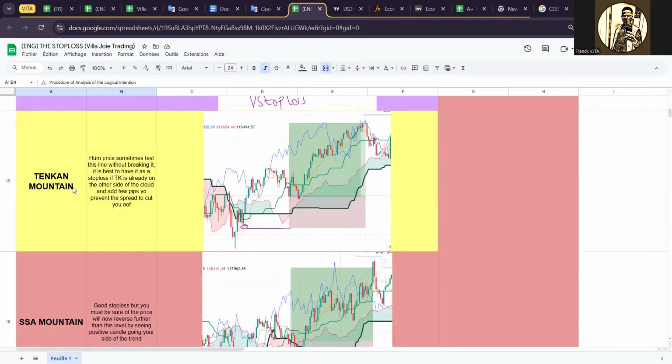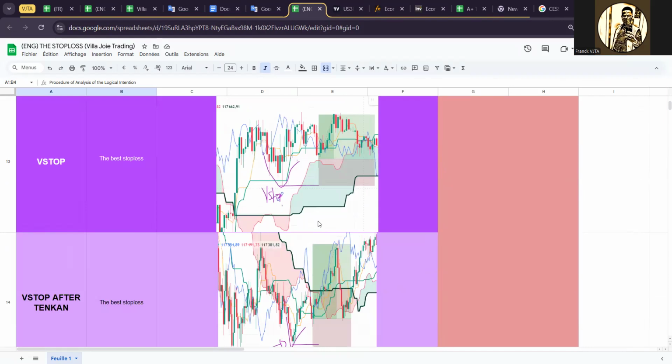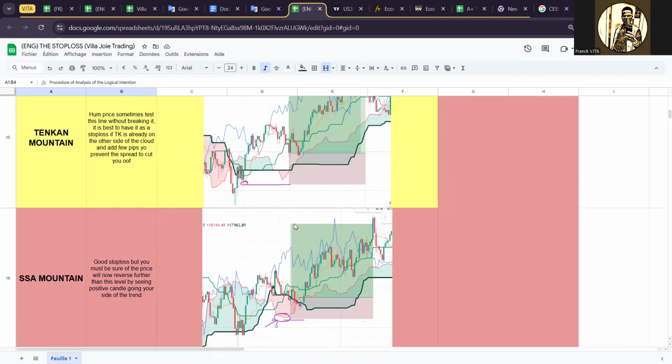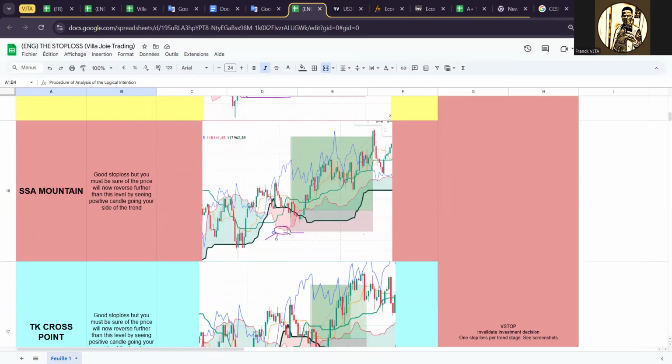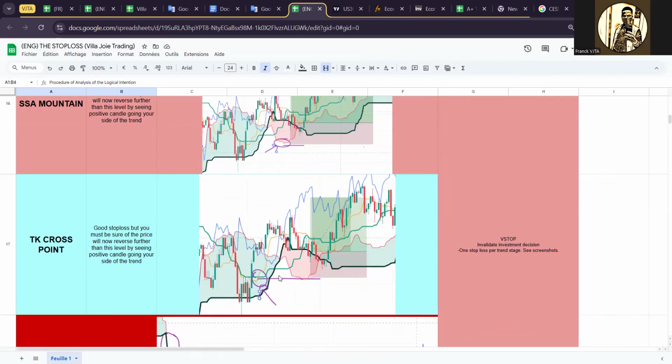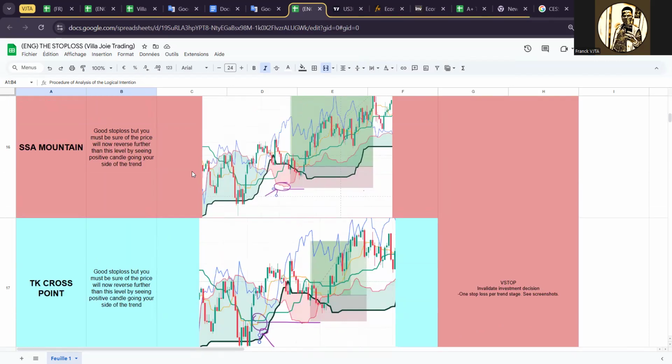After that, you have the Tenkan Mountain stop loss that I just showed you. The price can retrace to that. The V stop, the price doesn't retrace to that. You know the direction, the price will not retrace to that for the V stop. But you have the SSA Mountain stop loss. You already know the Tenkan cross stop loss. The Tenkan cross stop loss, the SSA Mountain stop loss.